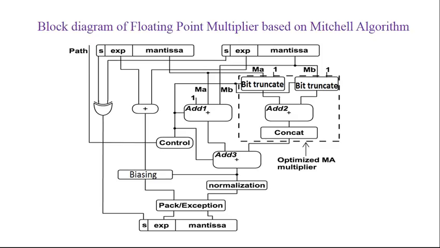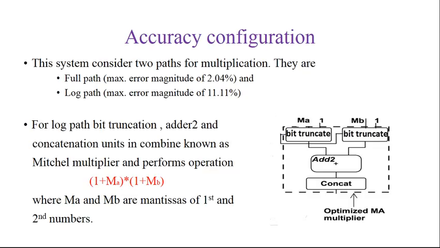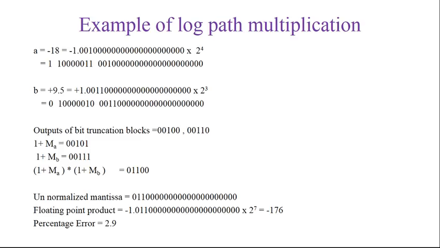The sign bit is XORed with A and B. Similar way, the exponent is used as addition to calculate the actual exponent. The accuracy can be configured here by calculating the error magnitude, which from the project we have analyzed that full path can have a maximum error magnitude of 2.04%, log path can have 11.11%. Here log path will calculate 1 plus MA into 1 plus MB.